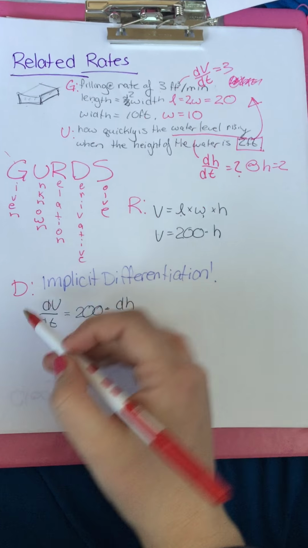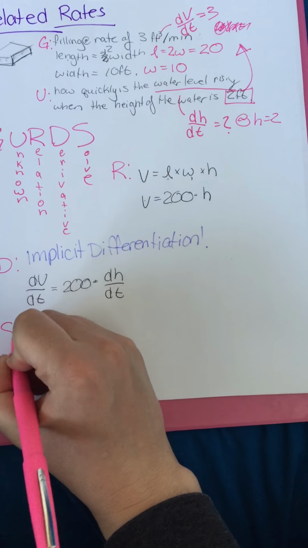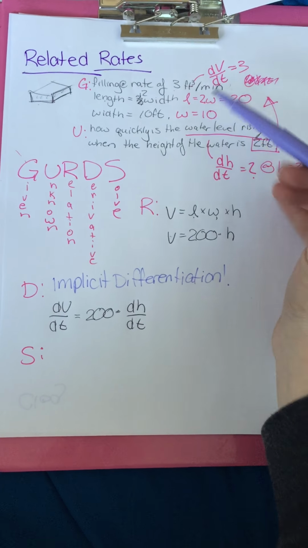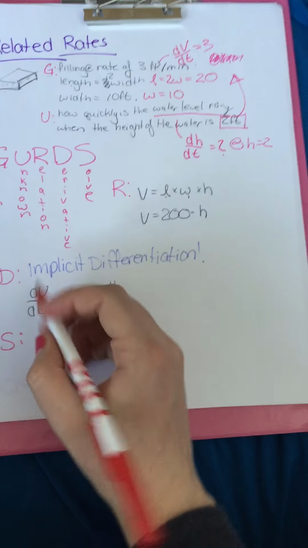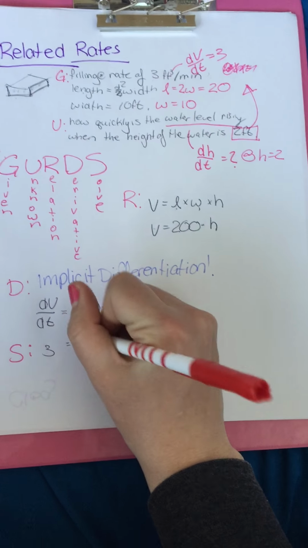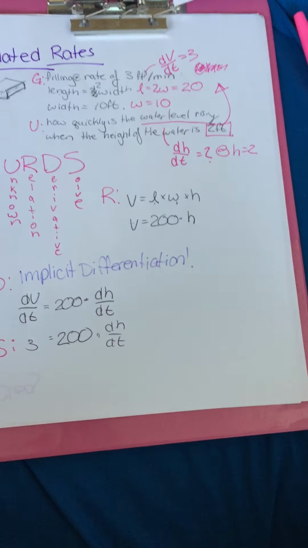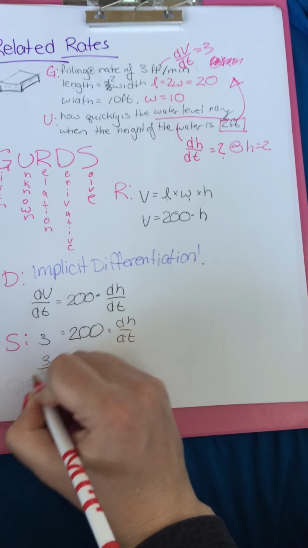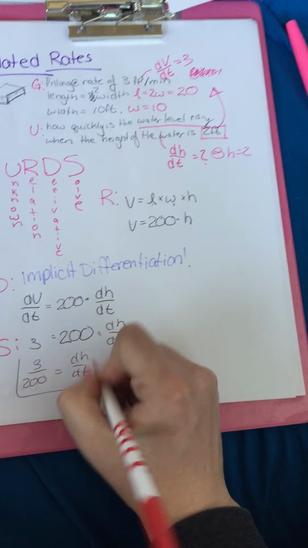So now, that was pretty easy. That's it. That's all I have to do for the d step. Now, I do the s step, where I solve. So all I do is I come back here and I put all my stuff in. So I have dv by dt equals 3, so 3 is equal to 200 times dh by dt, okay? Well, that's what I'm looking for, so I just do 3 divided by 200 is equal to dh by dt. And that's my final answer.